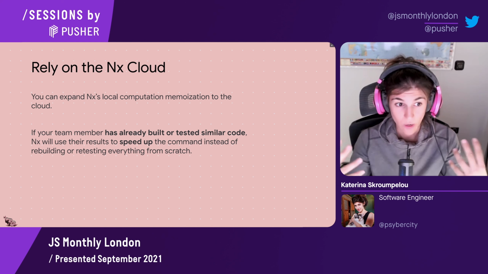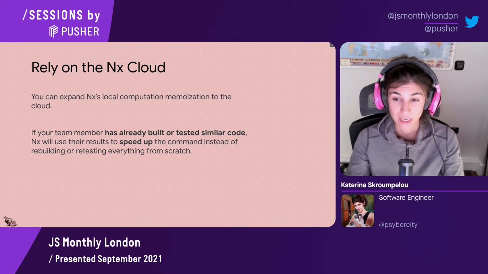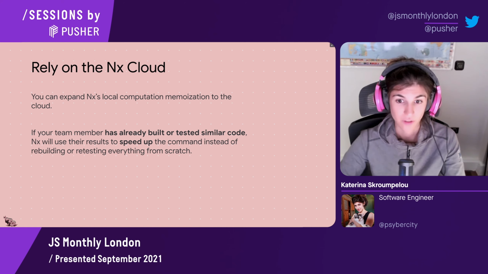NX Cloud takes that one step further. So it basically saves the results of your commands to the cloud, the NX Cloud. And if your whole team uses the NX Cloud, if any of your team members has already built or tested the same code, NX will use the results to speed up the command instead of rebuilding and retesting everything from scratch. So now it's not only your machine's power and your machine's cost that is used, but it's also other people's commands and work that is used.